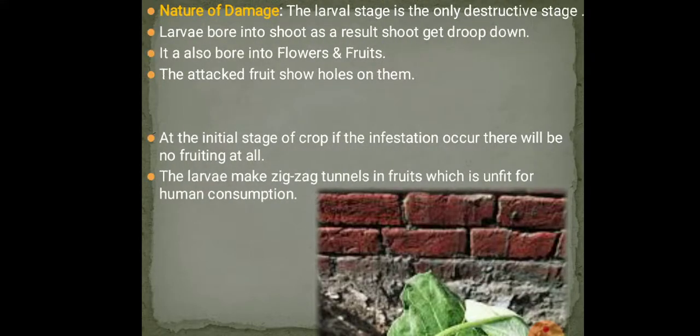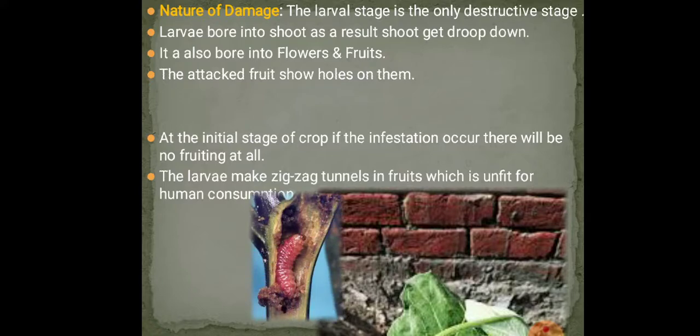Then nature of damage. The larval stage is the only destructive stage. The larva bores into the shoot, as a result the shoot drops down, and it also bores into the flowers and fruit. The attacked fruit shows holes on them. At the initial stage of a crop, if the infestation occurs, there will be no fruiting at all. The larvae make a zigzag tunnel in the fruit, which is unfit for human consumption.